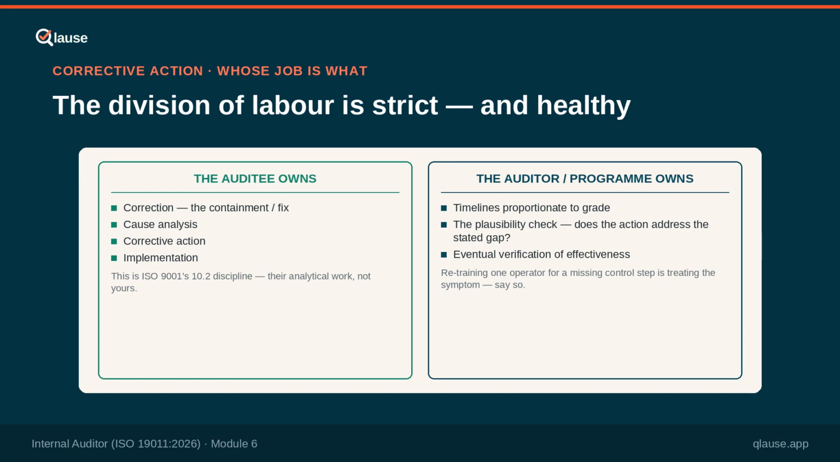And eventual verification. On plausibility, here is the classic miss. An action plan that retrains one operator for a finding about a missing control step is treating the symptom. Say so and send it back.